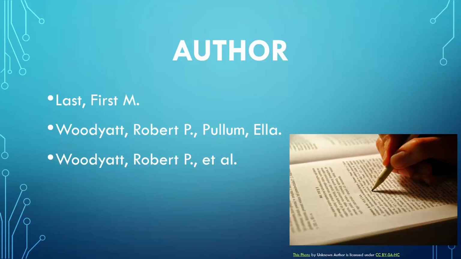The author is written in the traditional last, first, middle format. So, for example, Robert P. Woodiett becomes Woodiett, Robert P. Each author should be written in this way, and up to 3 authors can be listed. Each name should be separated by a comma, but for 4 or more authors, simply list the first author followed by the abbreviation et al. Et al. is a Greek word that means and others.